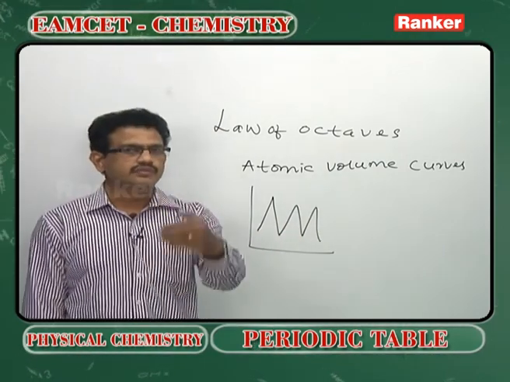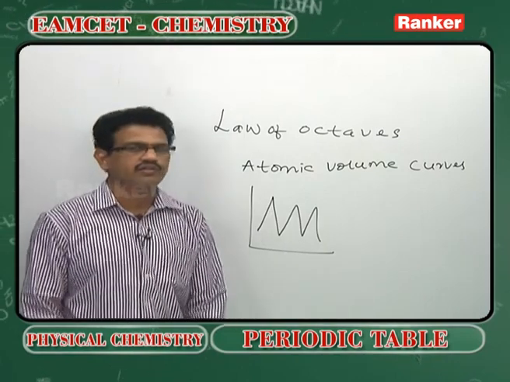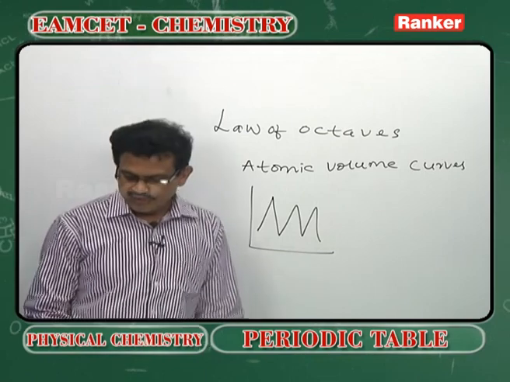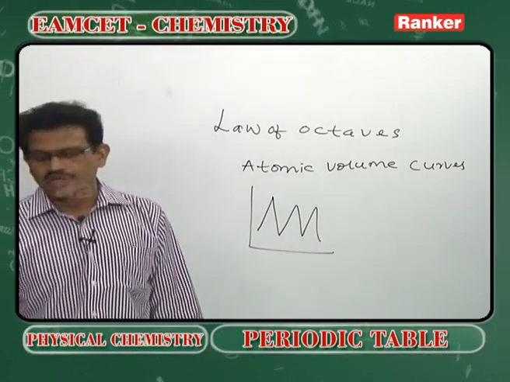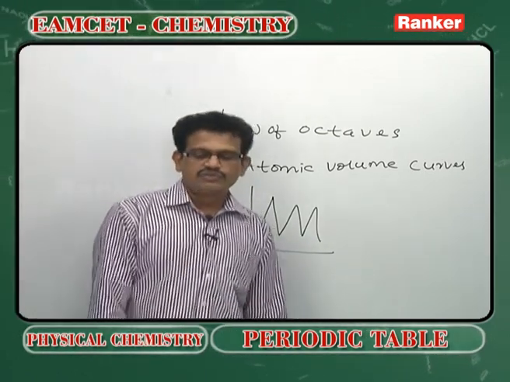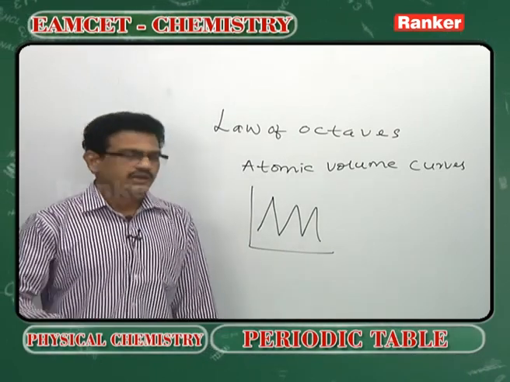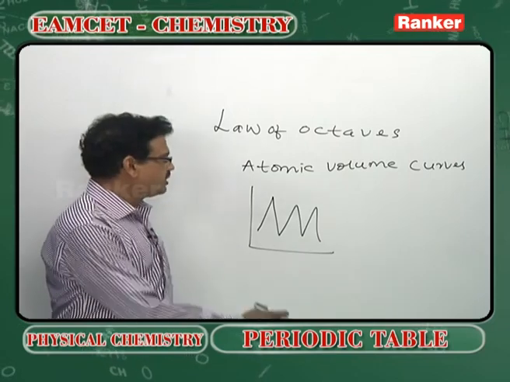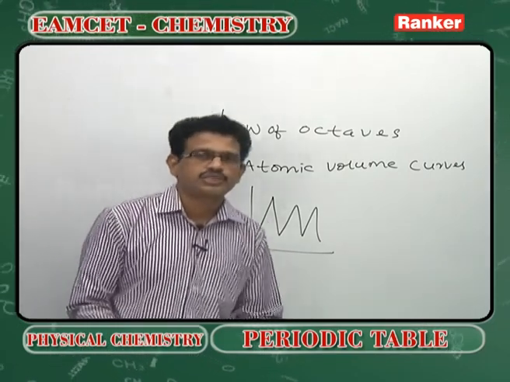Like this, Lothar Meyer's atomic volume curve was proposed, and to a certain extent it was a better classification when compared to the previous one. But it also had some defects. All elements cannot be made in the form of a graphical representation.